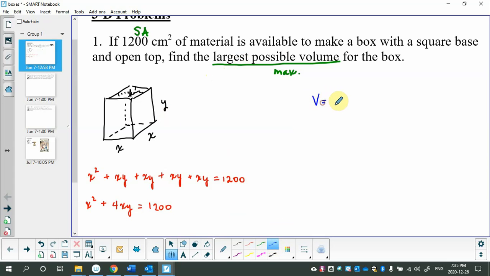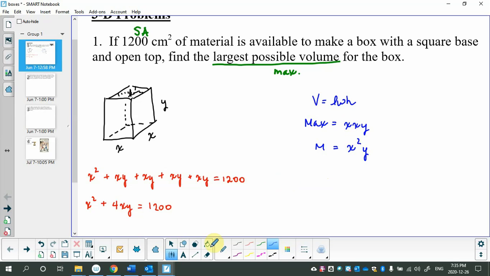So volume of a box, regardless of whether it has an open top or it's actually got a top to it, is length times width times height. So I want to maximize this. And the length times width times height is that. So maximize x squared times y.